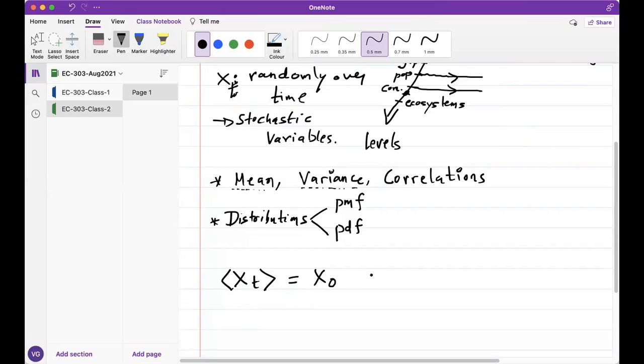Or if you think of mean displacement, if we define d as displacement, then mean displacement will be 0. Okay, that's the mean.